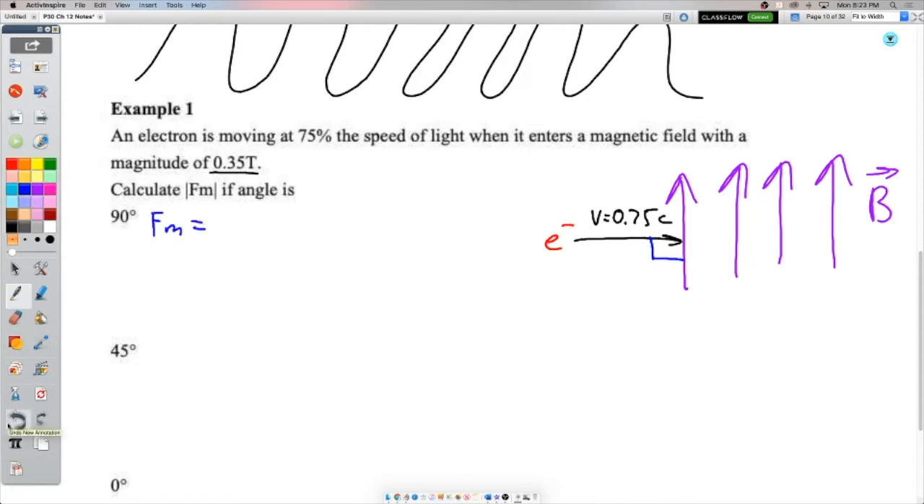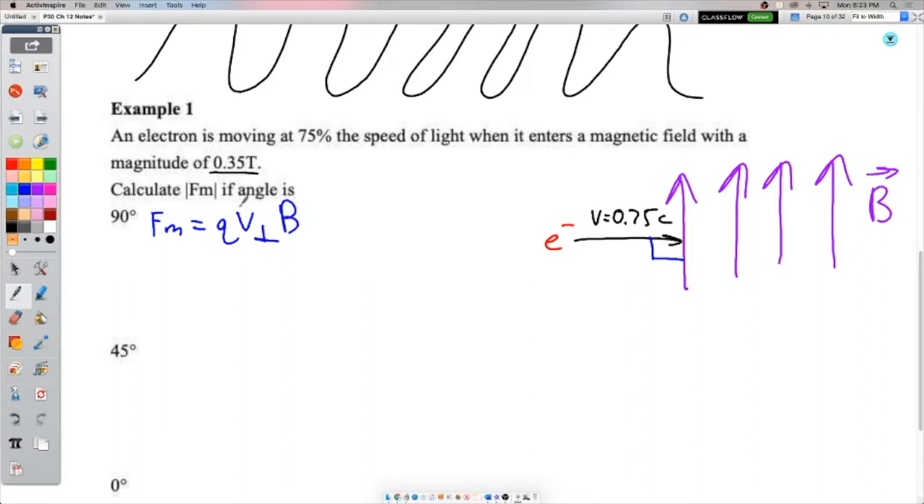Okay, question for you. What makes the most sense to use here? ILB or QVB? Well, this is a free electron, right? So it makes the most sense to just say, hey, what's the velocity of the electron? Not to think about the current flowing through a wire per second. So I'm going to use QVB. Hey, especially since we have a V, probably makes sense to use QVB, right?